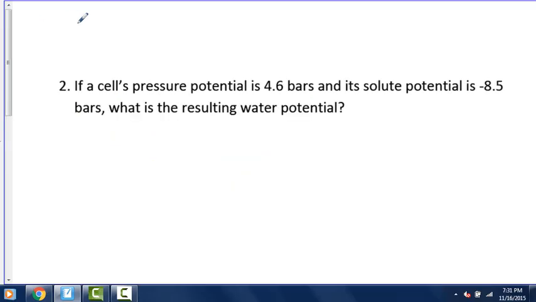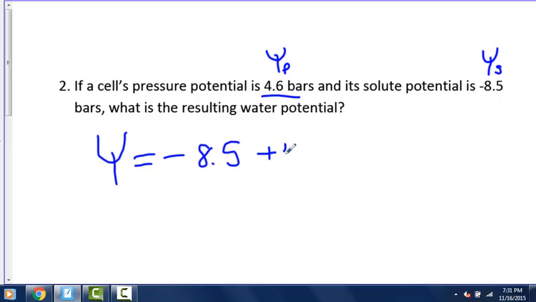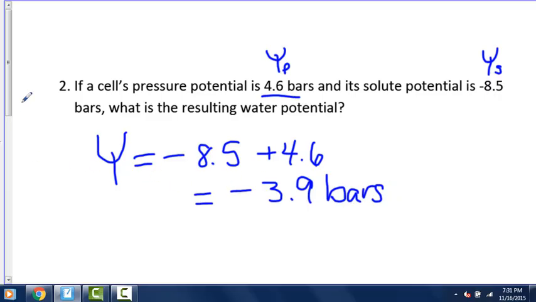All right, moving right along. If a cell's pressure potential is 4.6 bars, so I like to go ahead and write in the problem, label what they are. The solute potential is negative 8.5. What's the resulting water potential? Again, I'm doing the same thing. This is going to be equal to negative 8.5 plus 4.6. So that comes out to be negative 3.9. This time the unit is bars instead of kilopascals.